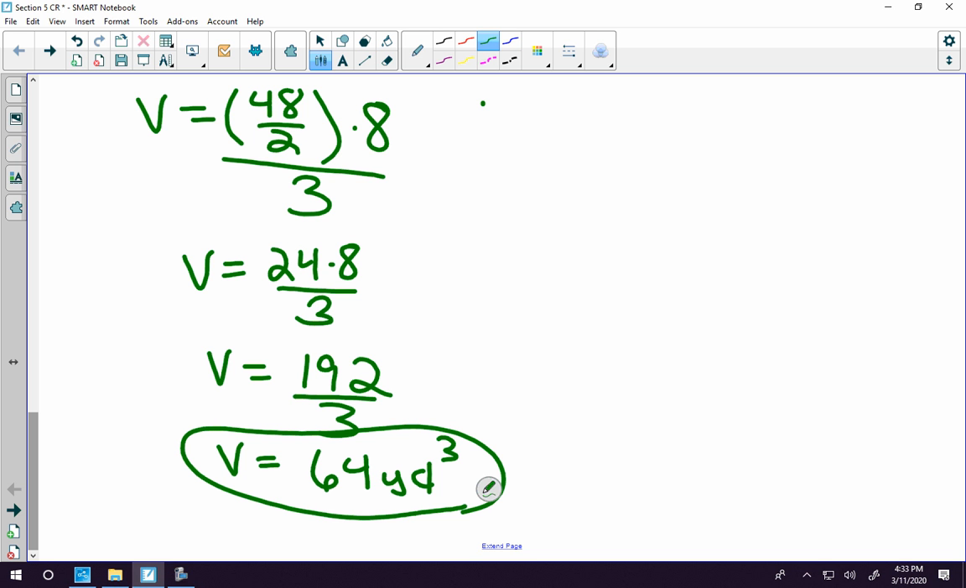So in that case, we were stacking triangles. And we were stacking them 8 high. Okay.